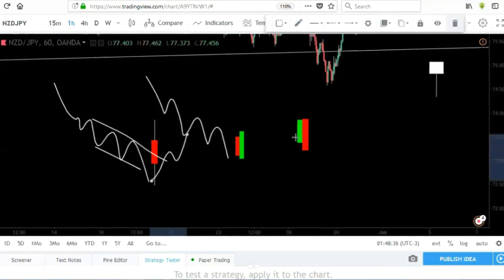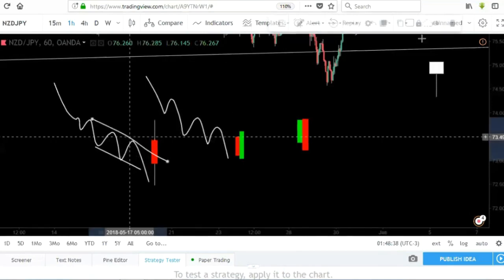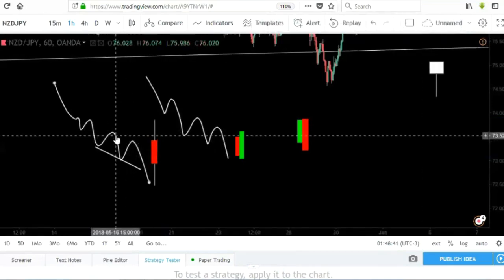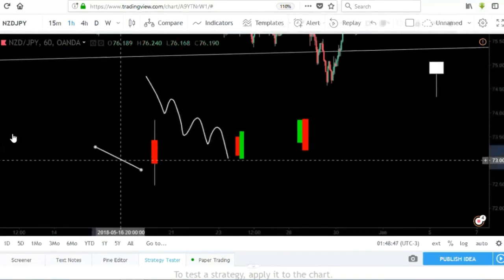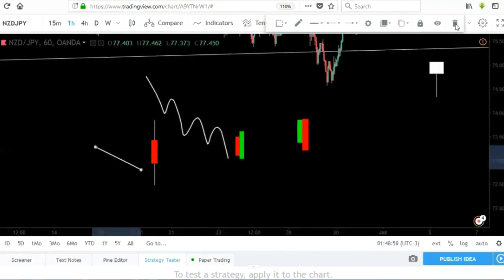So these are confirmations of taking a trade, not signals, but confirmations of taking a trade. And I believe that they're going to help us be involved in great setups and be able to maximize profits.